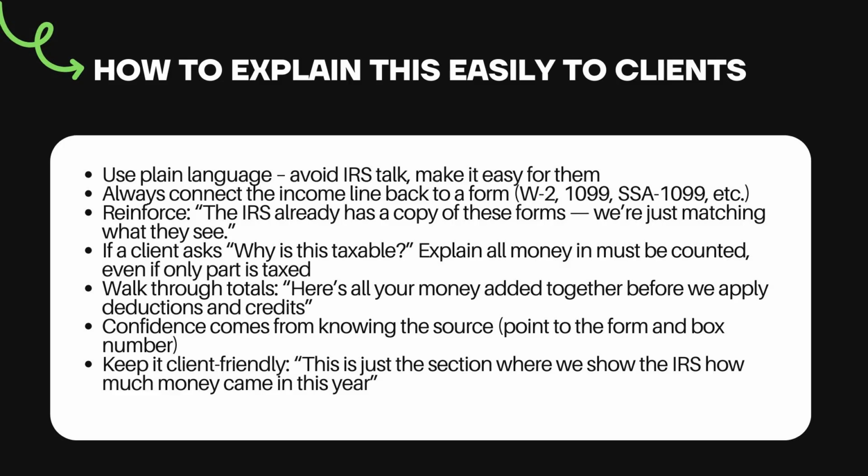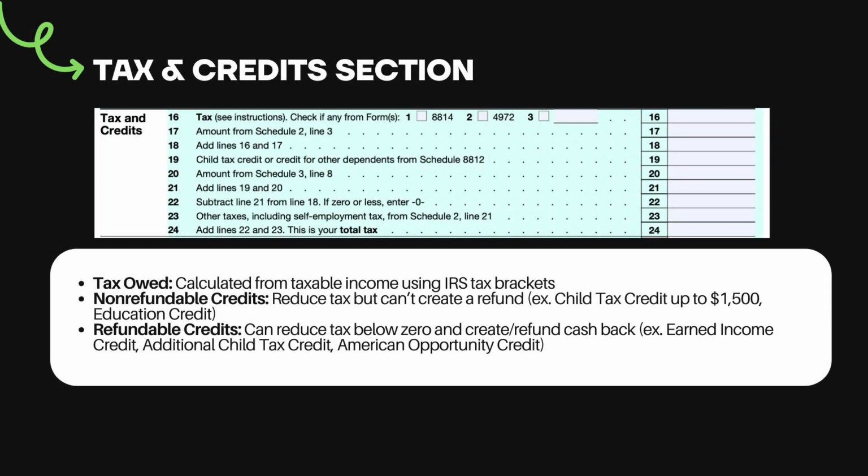Notice how that explanation uses plain language. No code words, no IRS terms like adjusted gross income right away. You're connecting with them in a way that makes sense. First, the IRS looks at taxable income.